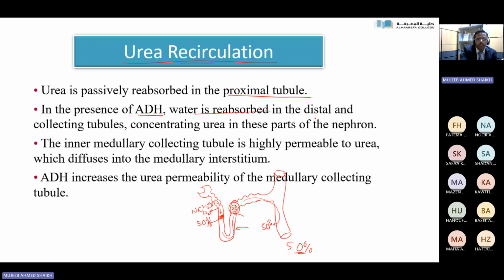Urea is passively reabsorbed in the proximal tubule in the presence of ADH. Water is reabsorbed in the distal and collecting tubules, and the concentration of urea in this part of the nephron increases, making it concentrated. The inner medullary collecting tubule is highly permeable to urea, so urea will shift back into the interstitium. What will this increase? Medullary osmolarity. Medullary interstitial osmolarity is increased. So one thing we have seen is the countercurrent multiplier, and the second is urea recycling.